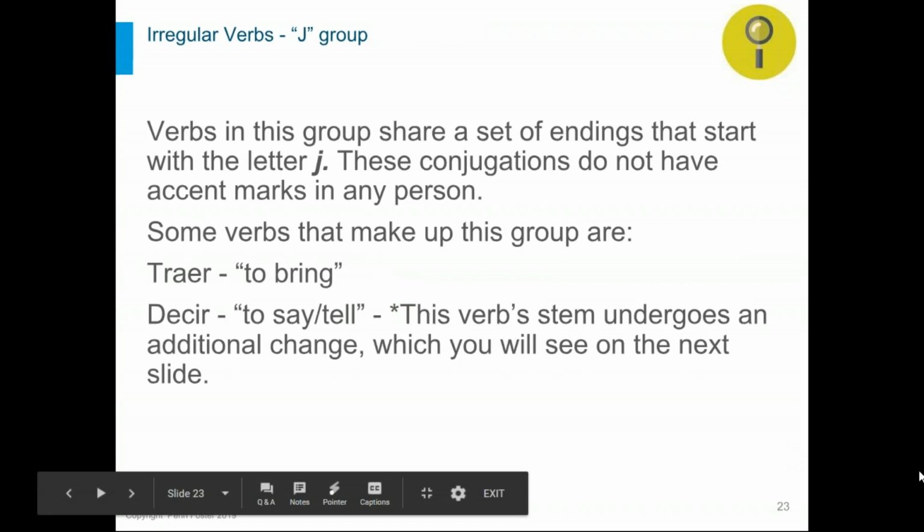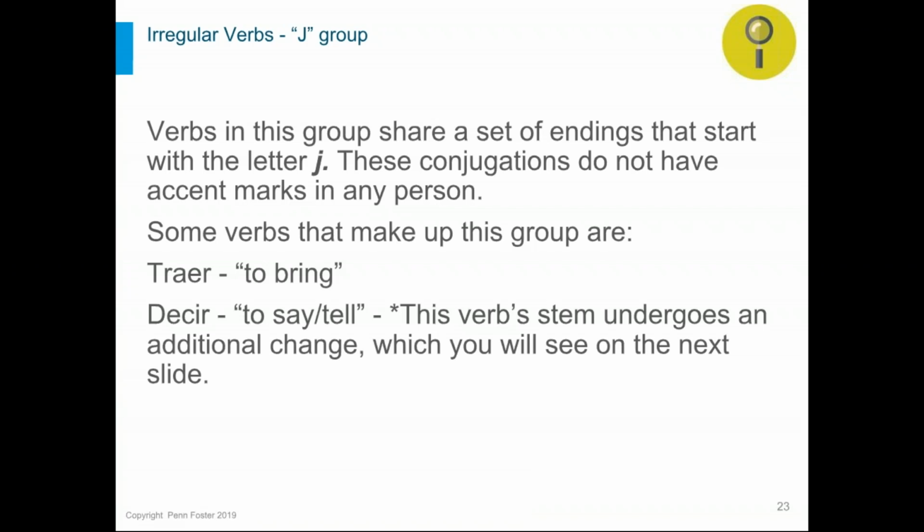Okay, as we move on, now we'll discuss the J group verbs. The verbs in this group share a set of endings that start with the letter J, and there are no accent marks in any person for this group. And the two example verbs that we'll discuss here, as you can see, are the verb traer, to bring, and decir, to say or to tell. There's something a little bit unusual about decir that you will see on the next slide as far as how to conjugate it appropriately. Not only is it in the J group, but it also takes a bit of a stem change, quote unquote.